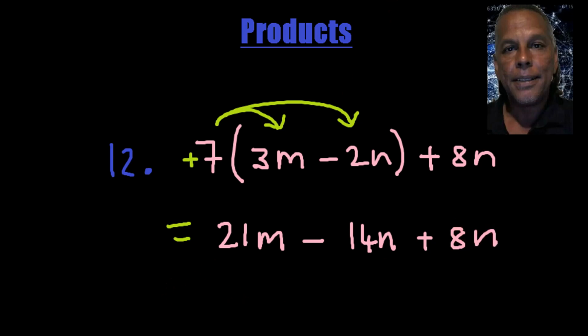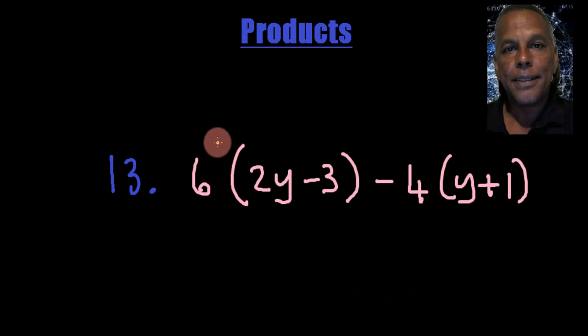Now we can add like terms. We know that these are like terms, so we can add them. So we have 21m, then negative 14n plus 8n is negative 6n. We're going to start by multiplying the 6 into the first set of brackets.